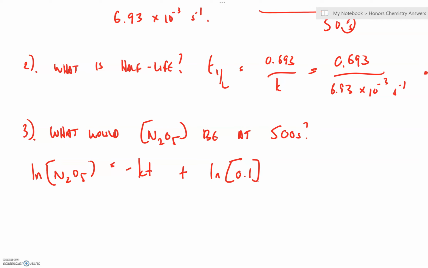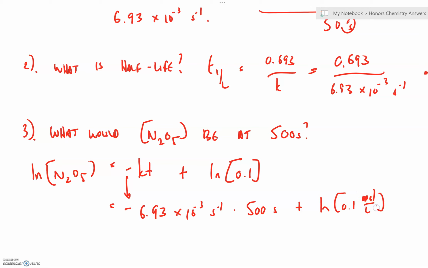So all we have to do is plug in these values: our rate constant and its units, the time, and the natural log of our concentration at time 0. So we know our K, 6.93 times 10 to the negative third seconds to the negative 1. Notice that I'm putting the negative sign in there. The K itself isn't negative in the equation. The negative sign is already there. Times the time, 500 seconds, plus the natural log at time 0, which is 0.1 moles per liter. And you don't really need the units because when you take the natural log, the units disappear.